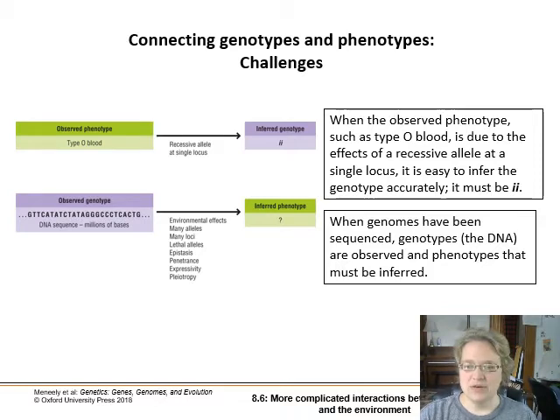However, if we want to go the other way around, if we sequence an entire genome and then look at a phenotype, we don't know where exactly in the genome the instructions for that phenotype are. We don't know if there are multiple mutations, multiple alleles, or what's going on. It's much more difficult. So trying to annotate or map a genome gets pretty tricky and requires a lot of computational analysis.